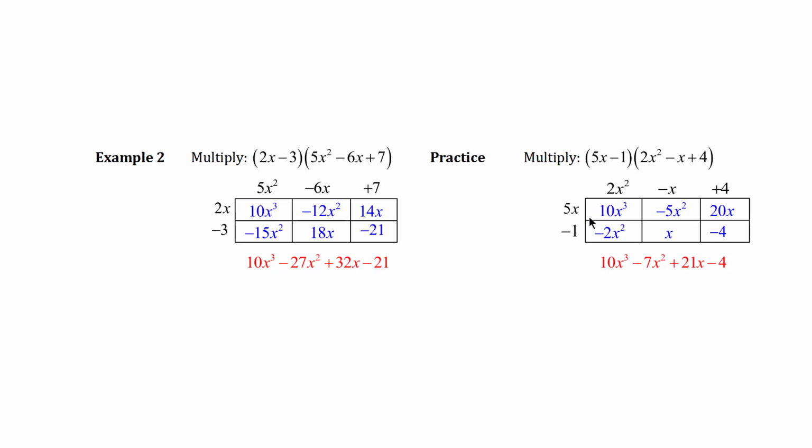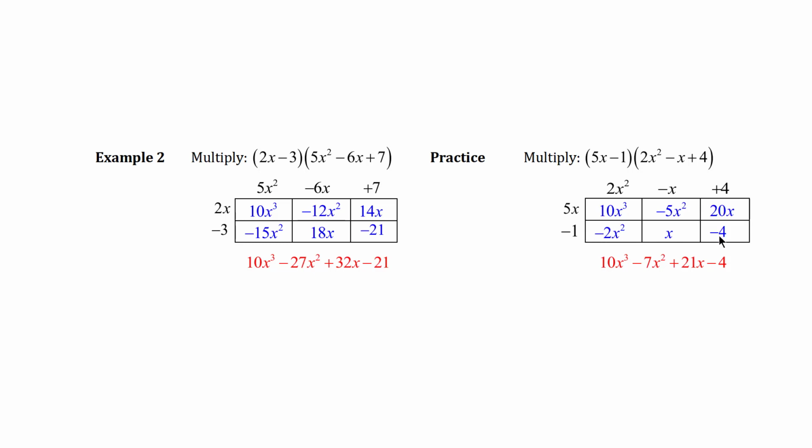Doing the multiplication for the first row, we have 5x times 2x squared is 10x cubed. 5x times negative x is negative 5x squared. 5x times 4 is 20x. Moving on to the second row, negative 1 times 2x squared is negative 2x squared. Negative 1 times negative x is positive x. Negative 1 times 4 is negative 4.